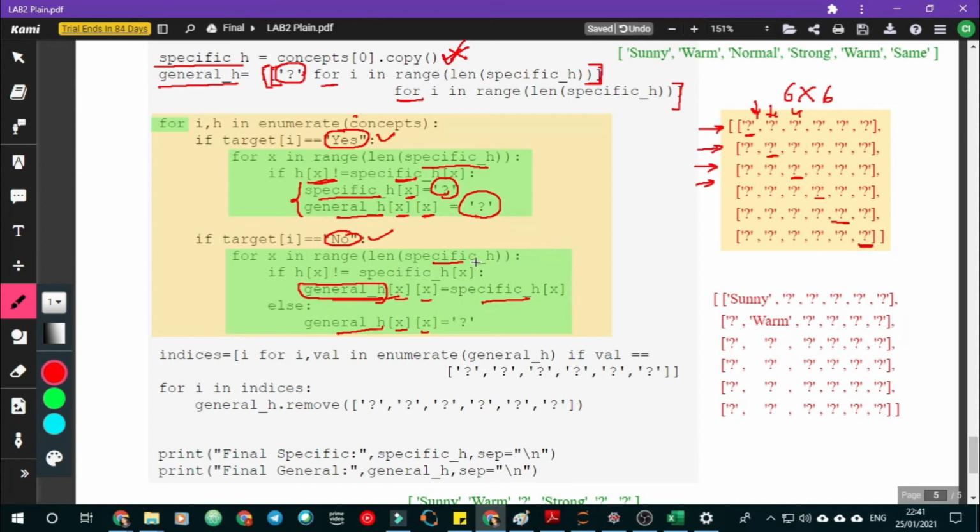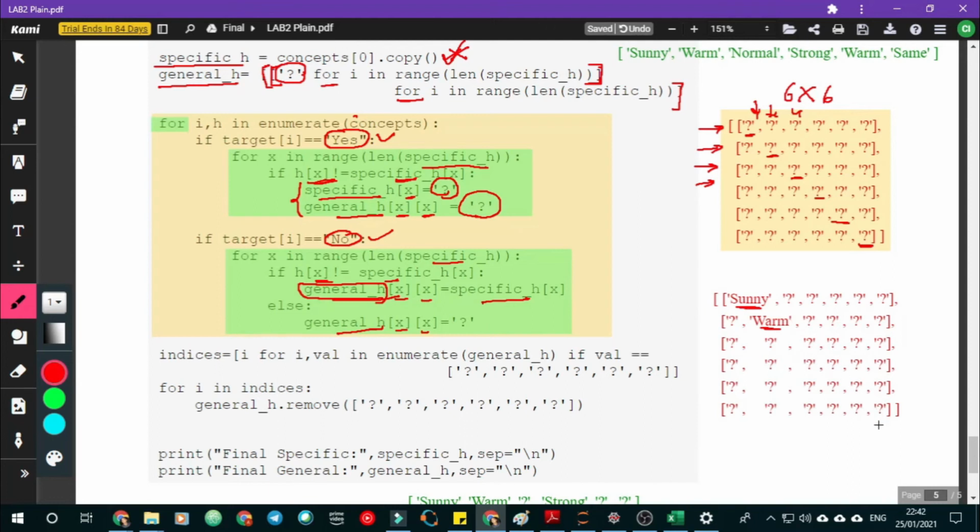When both are not same, as I told you in the example previously, when both are different, then only we are changing this. Correct? When both are different, then only we are changing this. Only diagonal elements.